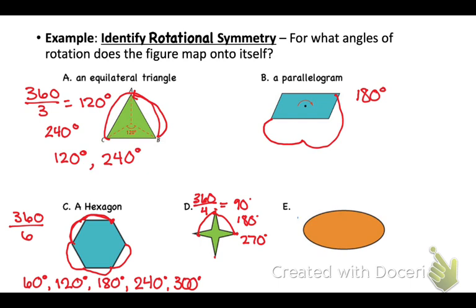Now we have an oval. This oval actually has 2 lines of symmetry, yes? But does it have rotational symmetry also? What about 180? If I did it 180 degrees, would it go back on itself? Yes.